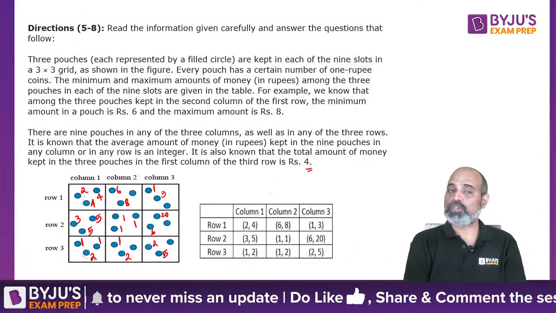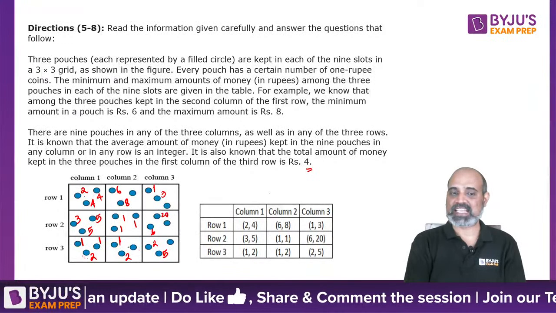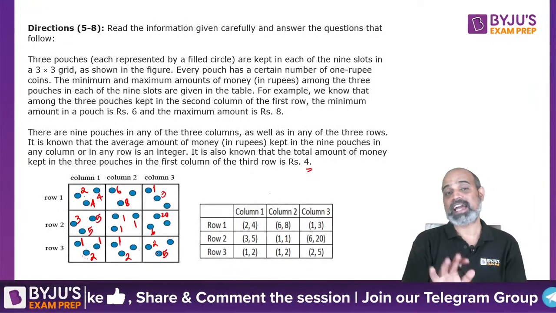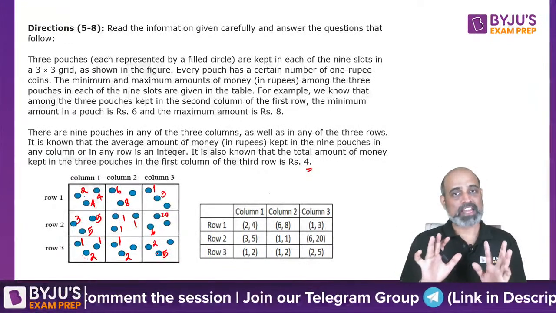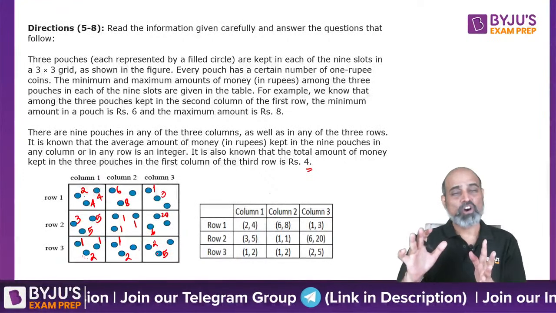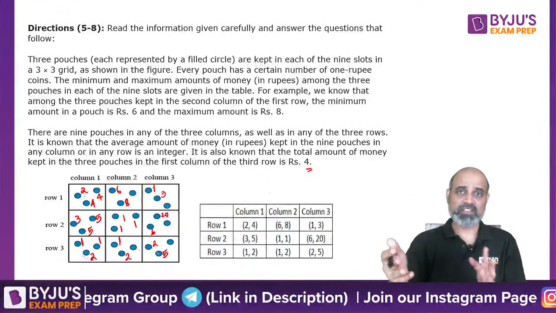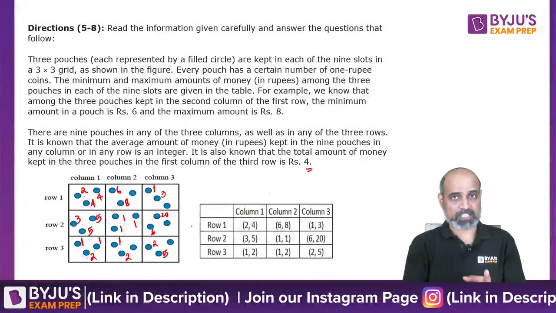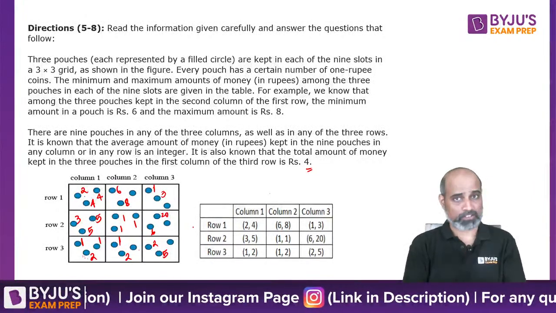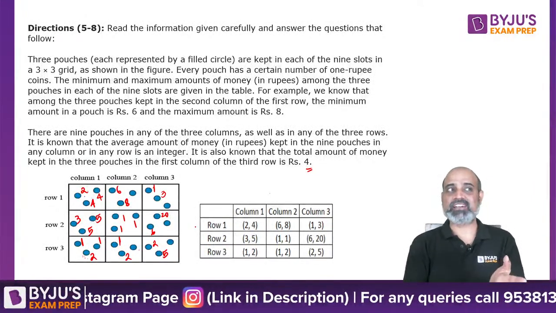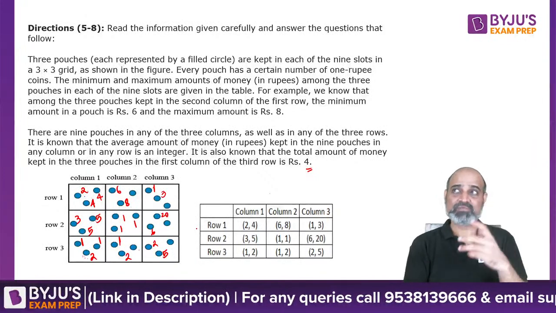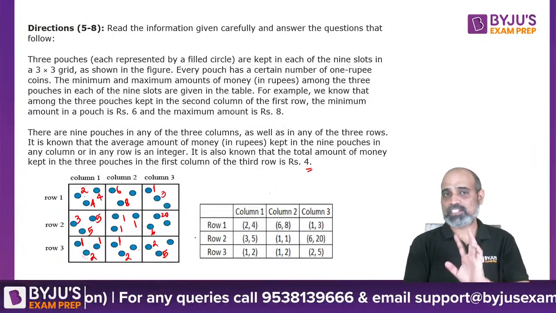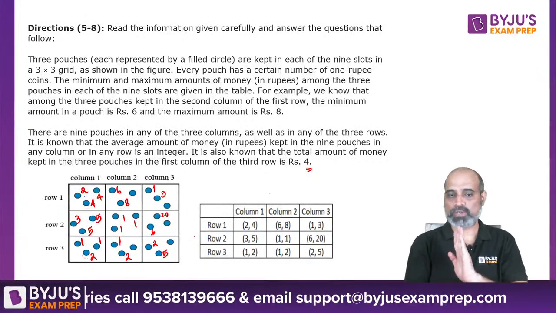So 1, 1, 2 is 4, 4 plus 3 is 7, 7 plus 7 is 14. I have 14 so far. I have to make this as 18 or if possible 27. Now since I already have the sum as 14, to make 18 I need another 4. In order to make 27 I need 13. 13 ke layak to hai nahi because maximum you can have is 2 and 5.